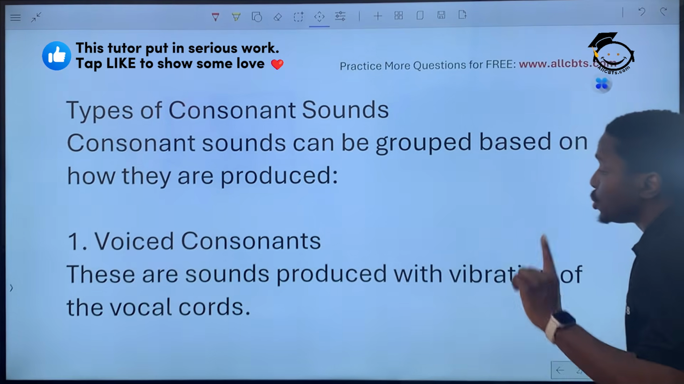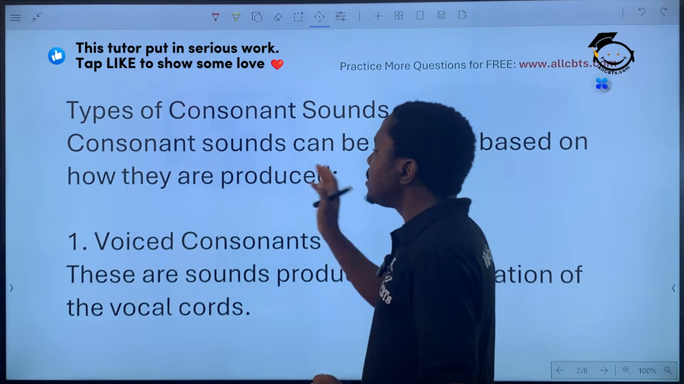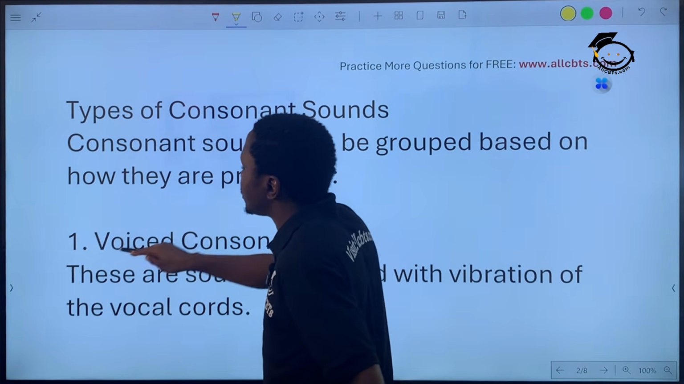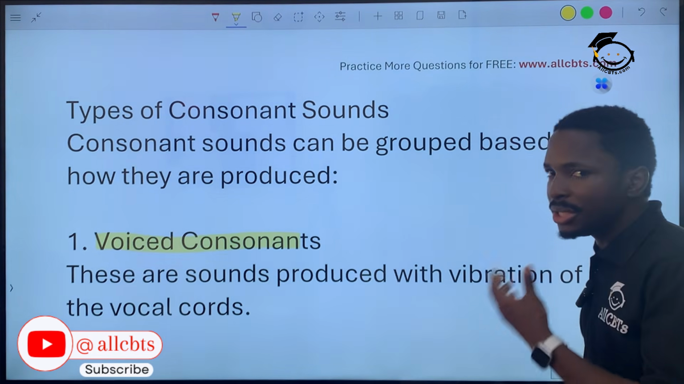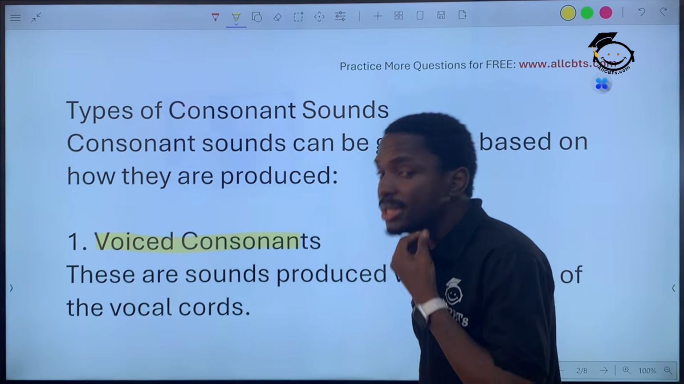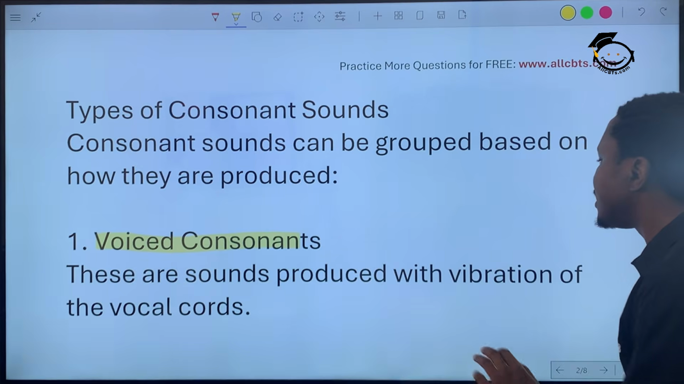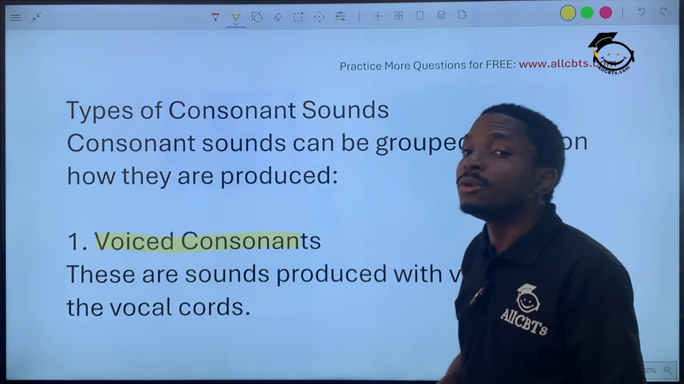Now, let's continue with where we were. Types of consonant sounds. The first one we have is the voiced consonant. Voiced, meaning that your voice is used. I will explain, don't worry. These are sounds produced with vibration of the vocal cords.